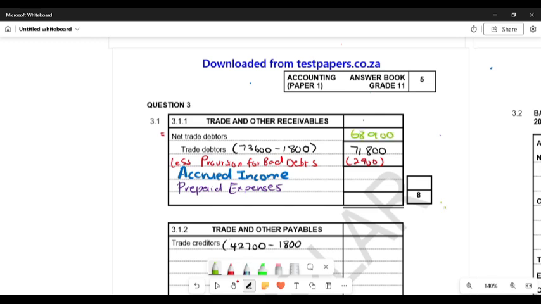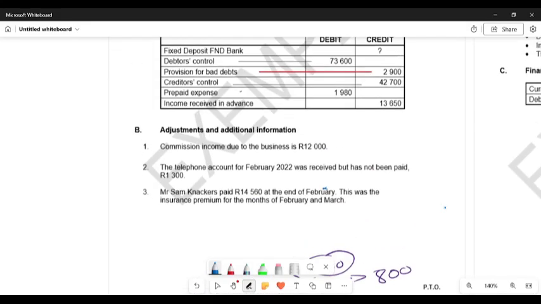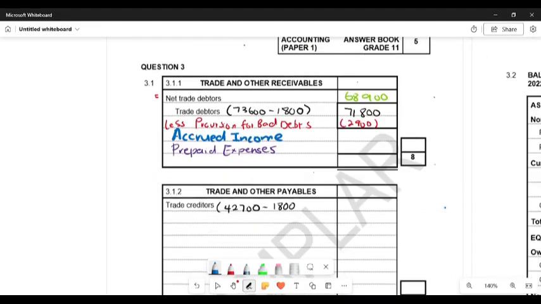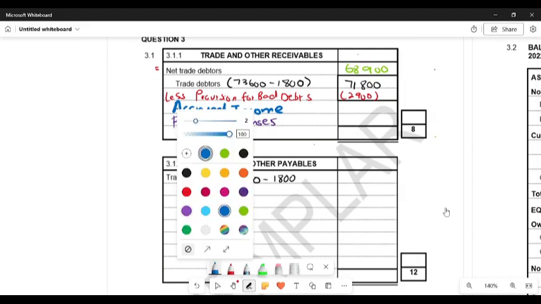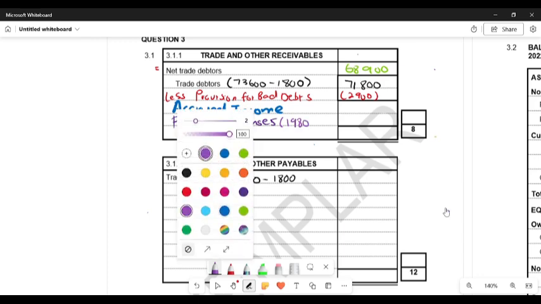Now, accrued income and prepaid expenses. With regards to accrued income as well as prepaid expenses, first I'm going to start by looking at the information on A to see if I'm given the balances with regards to those. So from this table, I can see that I only have, okay, income received in advance balance, prepaid expense. Okay, prepaid expense is a balance of 1,980. So let me write that here, 1,980. Accrued income, it doesn't have a balance.